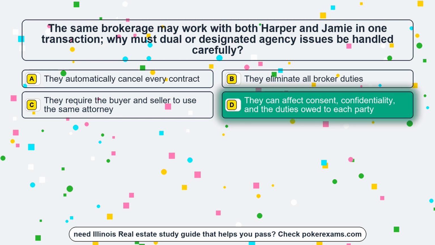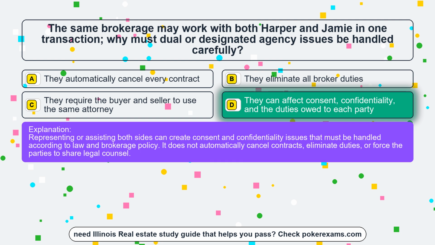The correct answer is option D. They can affect consent, confidentiality, and the duties owed to each party. Representing or assisting both sides can create consent and confidentiality issues that must be handled according to law and brokerage policy. It does not automatically cancel contracts, eliminate duties, or force the parties to share legal counsel.